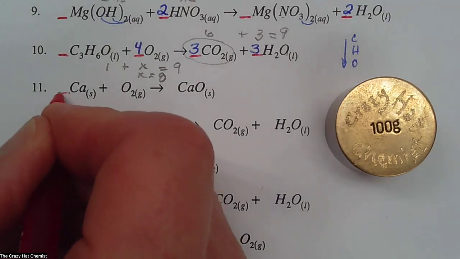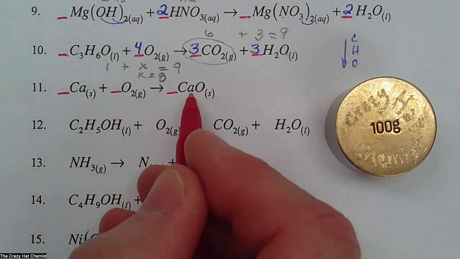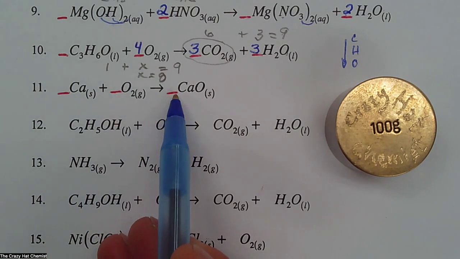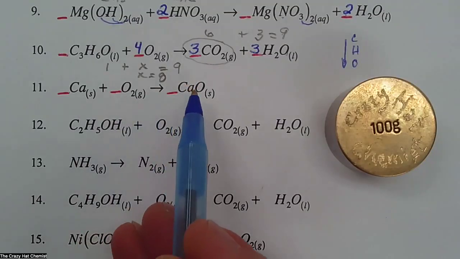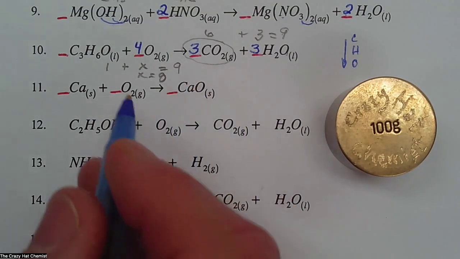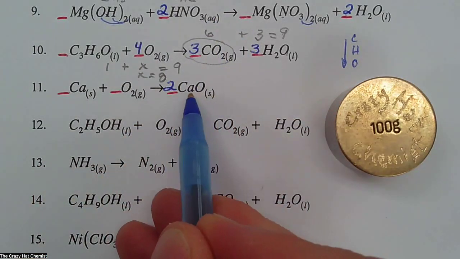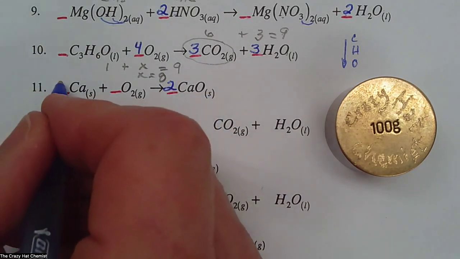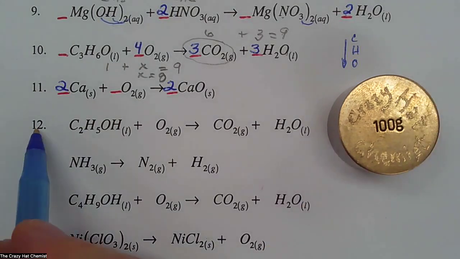This next reaction, number 11, is a combination reaction whereby calcium plus oxygen gives me calcium oxide. 1 calcium on the reactant side, 1 calcium on the product side. They are balanced. 2 oxygens on the reactant side, 1 oxygen on the product side. They are not balanced. So I'm going to place a 2 in front of the calcium oxide on the product side. That will give me 2 oxygens, and in addition to that, 2 calcium. So I'm going to have to place a 2 in front of the calcium here. And now that one is balanced. Perfect.